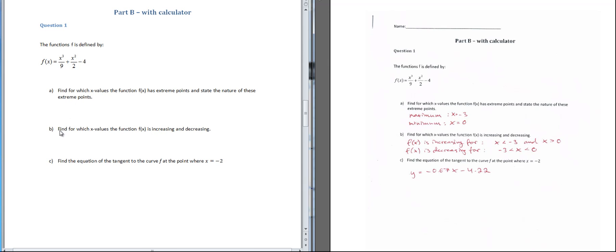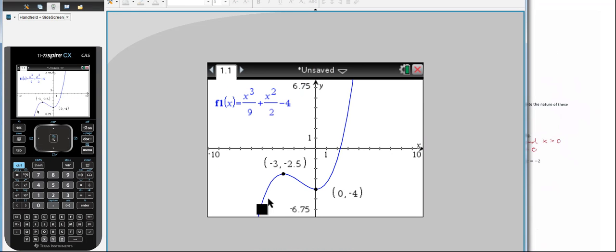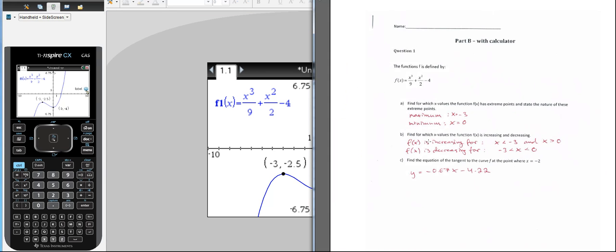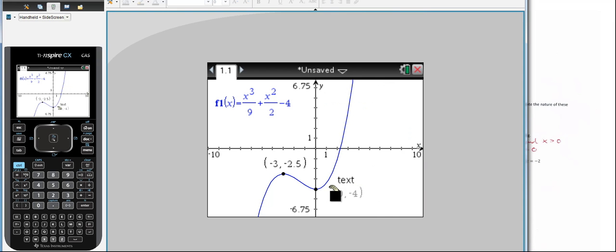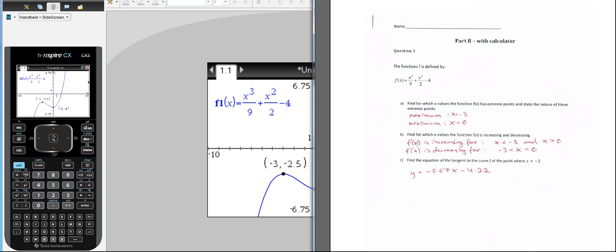Now in the B question, find for which x values the function f of x is increasing and decreasing. We can just look at the graph. To the left of minus 3, it's increasing, and here it turns around. So f of x is increasing for x less than minus 3. To the right of x equal to 0, it also increases. So f of x is increasing for x less than minus 3 and x greater than 0.